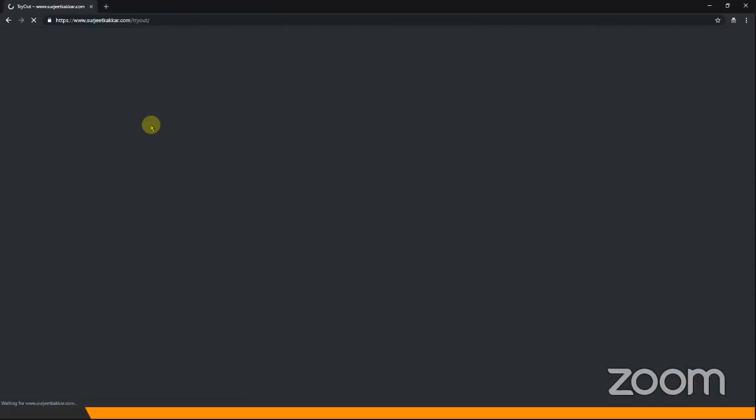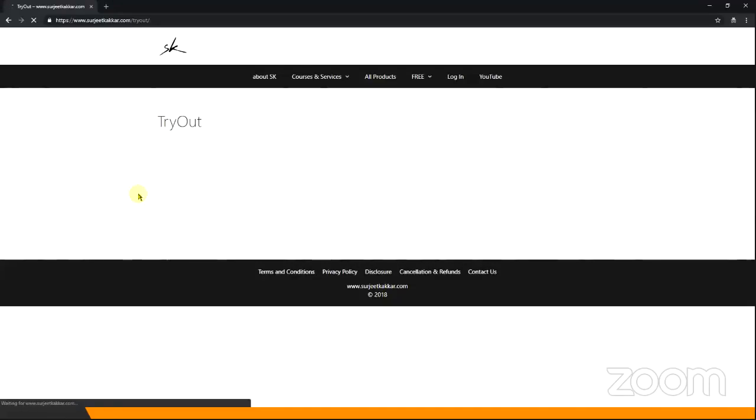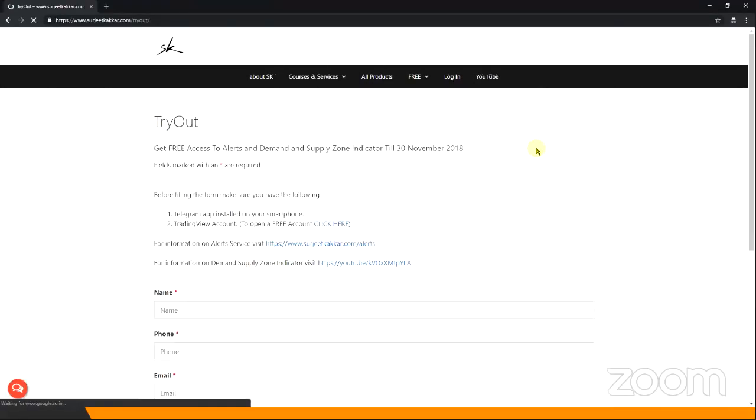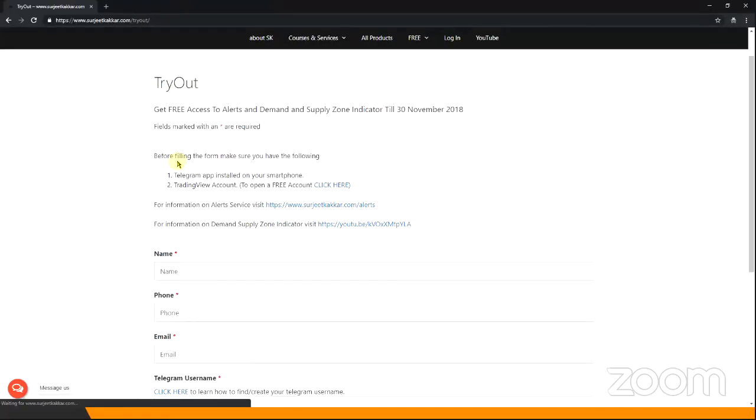So all you need to do is, it doesn't matter whether you have taken any course from us, whether you're registered on our website or not, it doesn't make any difference, right? This is open to anyone and everyone. All you need to do is go to this page, and there are a few things provided. Make sure you read each and everything. One, you need to have the Telegram app installed on your phone. Two, you also need a TradingView account, right? If you don't have an account, you can click here and open an account for yourself. So make sure you have both these things done before you move forward.